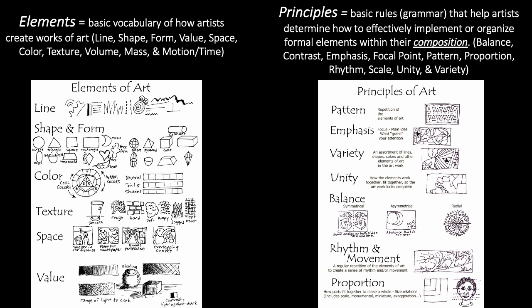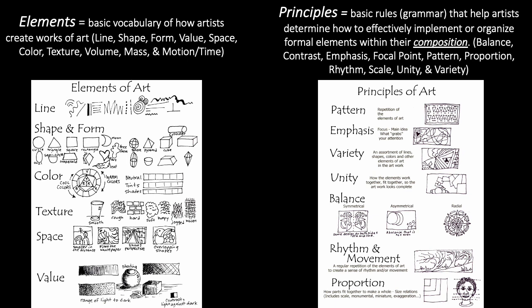You can also think of the elements as being the ingredients, and the principles are the recipe or the way in which those ingredients are combined to create a whole. And so artists utilize the elements and principles in various ways to communicate their ideas, their emotions, to create certain sensations within the viewer, or to convey social or political convictions visually.